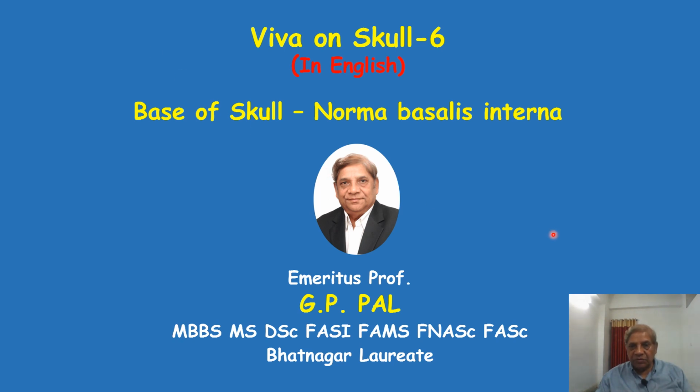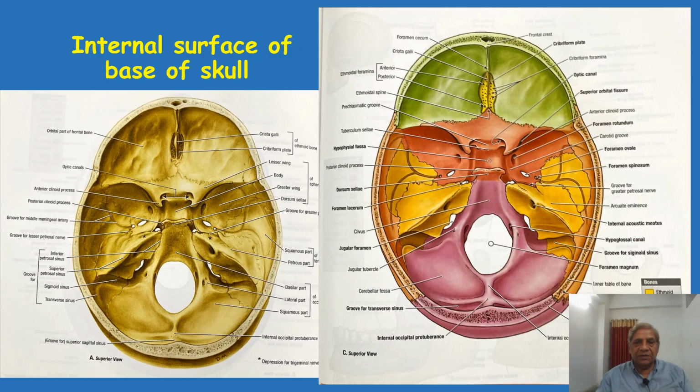There are many bones forming it, and then there are various foramina through which the cranial nerves come out. Now these are the two diagrams which you are seeing, one showing you the bones forming the base of the skull, and another showing the various bones in different colors which are taking part in the formation of the base of the skull.